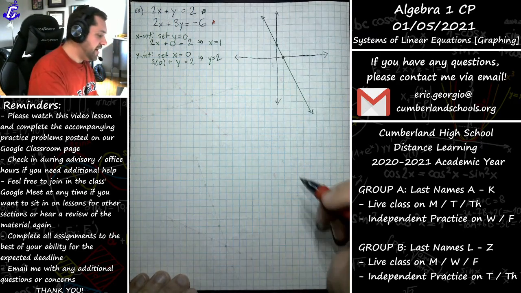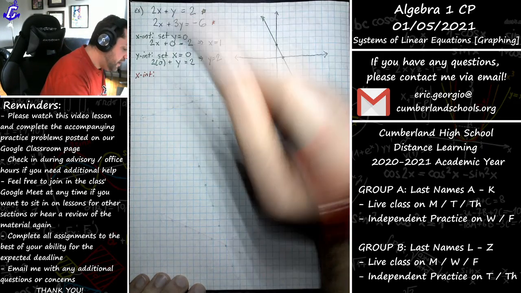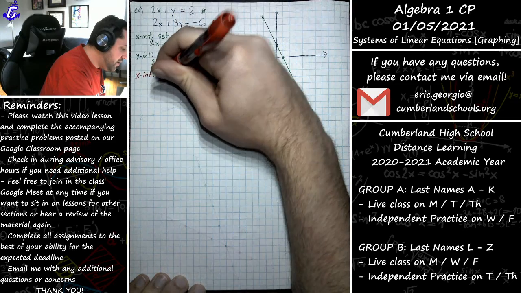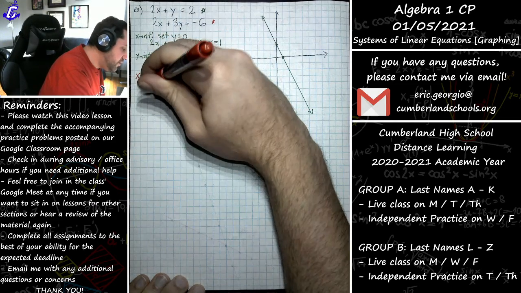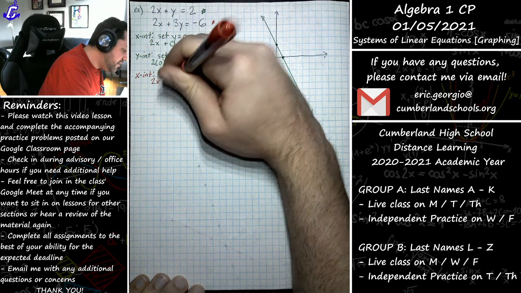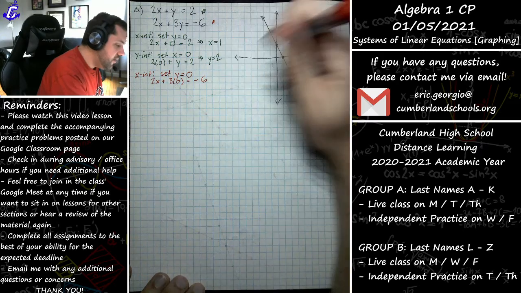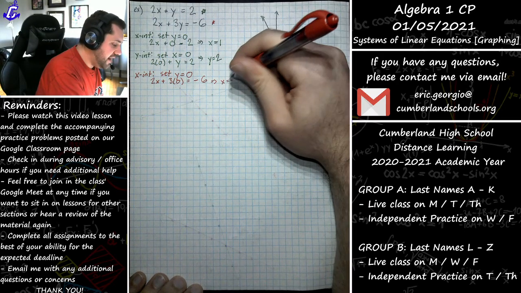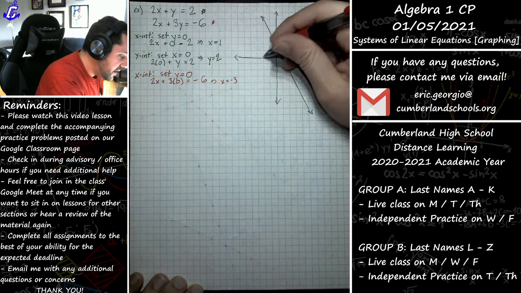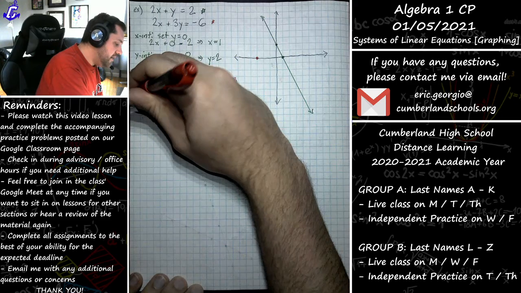Second one I'll do in red here. Again, to find the x-intercept, I will set y equal to 0. That gives us, let's see, 2x plus 3 times 0 should equal -6. Well, 3 times 0 is just 0, which means we get 2x equals -6. Or in other words, x is negative 3. So here we have x is negative 1, 2, 3. Let's see our y-intercept.